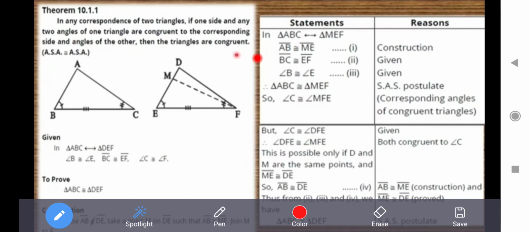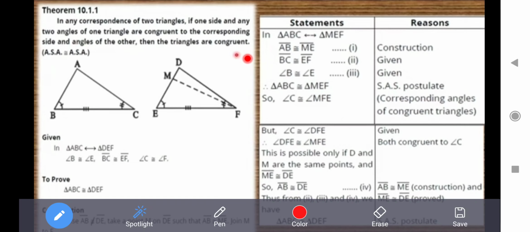Assalamu alaikum students. Today we will start theorem 10.1.1, and the theorem statement is: in any correspondence of two triangles, if one side and any two angles of one triangle are congruent to the corresponding side and angles of the other, then the triangles are congruent.